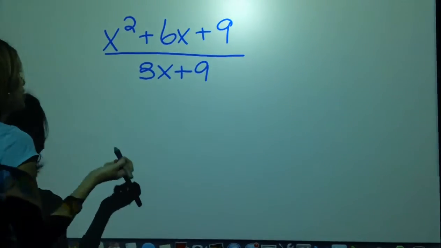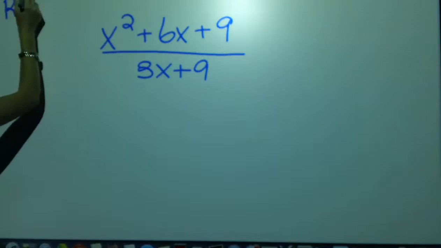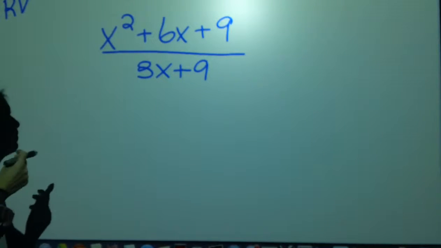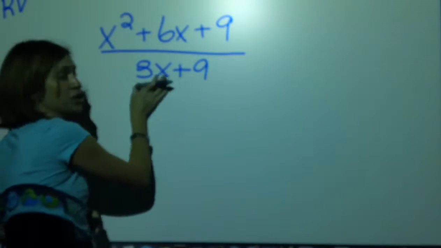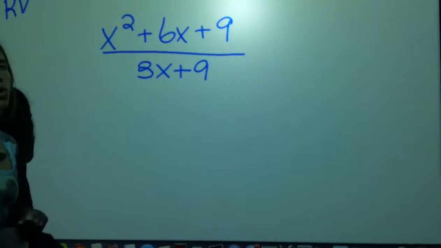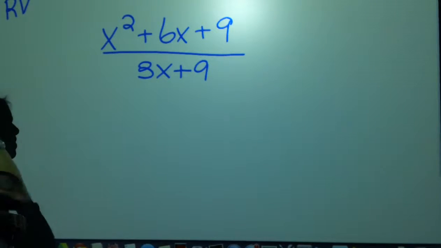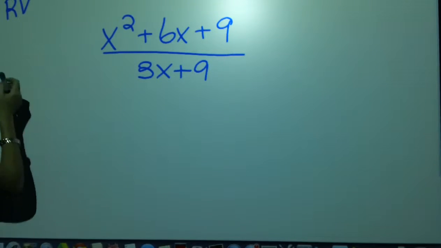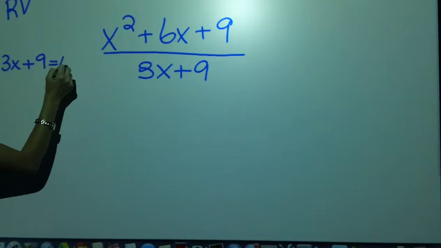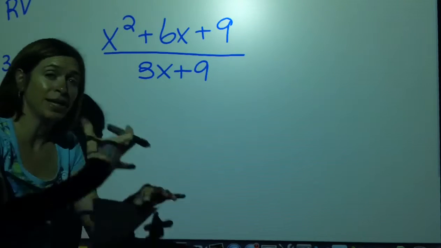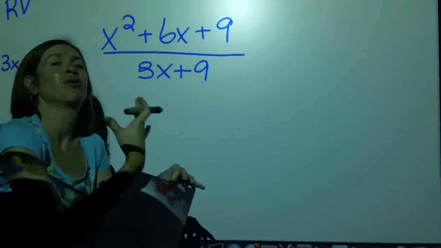Okay, so we have to do our restricted value. Now, this one's a little bit more complicated because we have to figure out what value is going to make this whole expression 0. When they're more complicated, sometimes what I like to do is actually set the expression equal to 0 and solve, because that will give me the value that will make the equation 0.